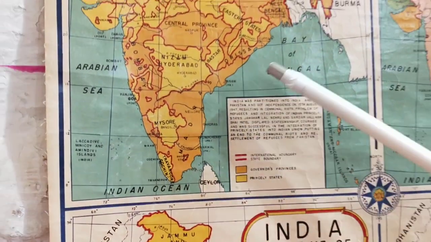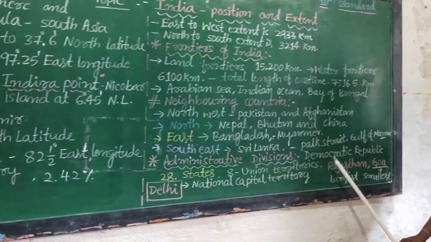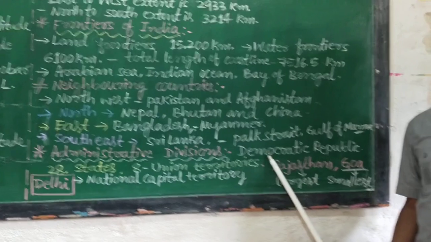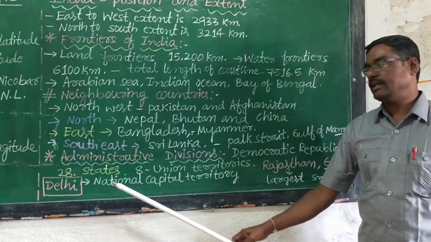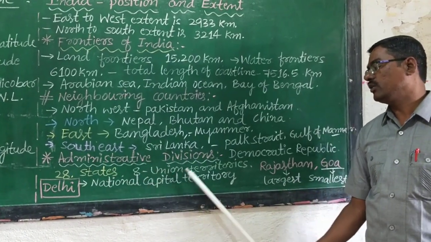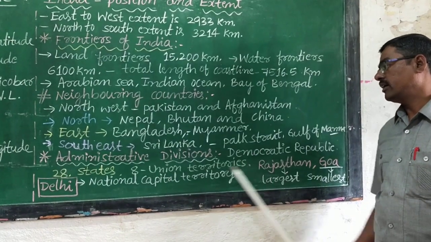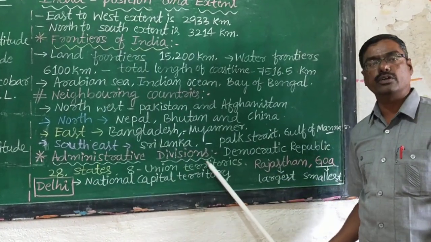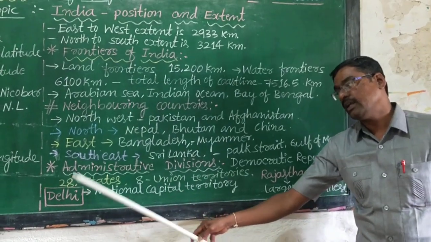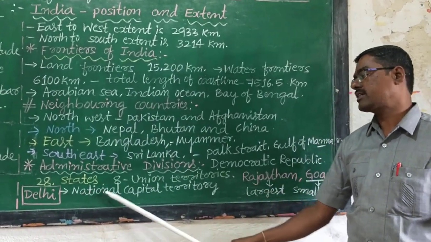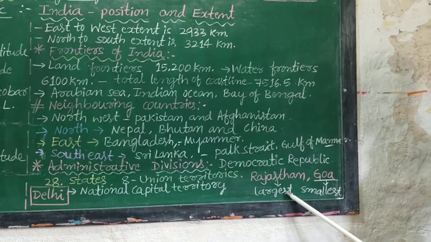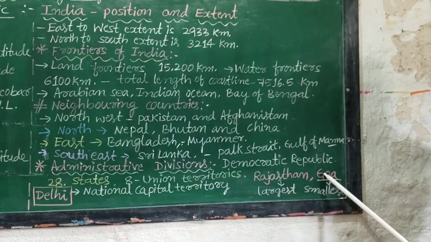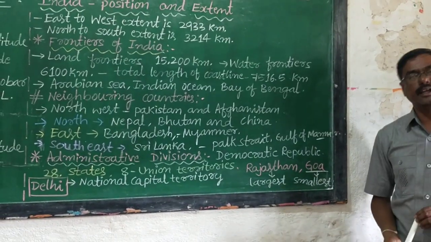Now let us understand the administrative divisions of India. India is a prominent democratic republic in the world. India is divided into 28 states and 8 union territories, including Delhi, National Capital Territory. Which is National Capital Territory? Yes, Delhi is our National Capital Territory. Among these 28 states, Rajasthan is the largest state in India and Goa is the smallest state in India.